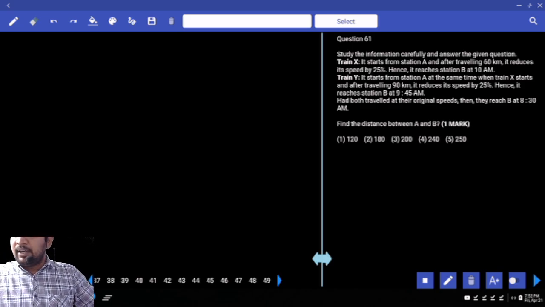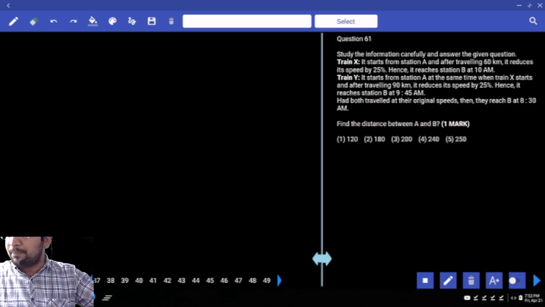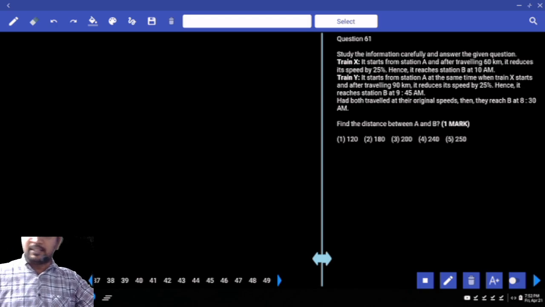Train X starts from station A and after traveling 60 kilometers, it reduces its speed by 25%. Hence, it reaches station B at 10 am. Train Y starts from station A at the same time as train X, and after traveling 90 kilometers, it reduces its speed by 25%. Hence, it reaches station B at 9:45 am. If both travel at the original speed, then they reach B at 8:30 am.